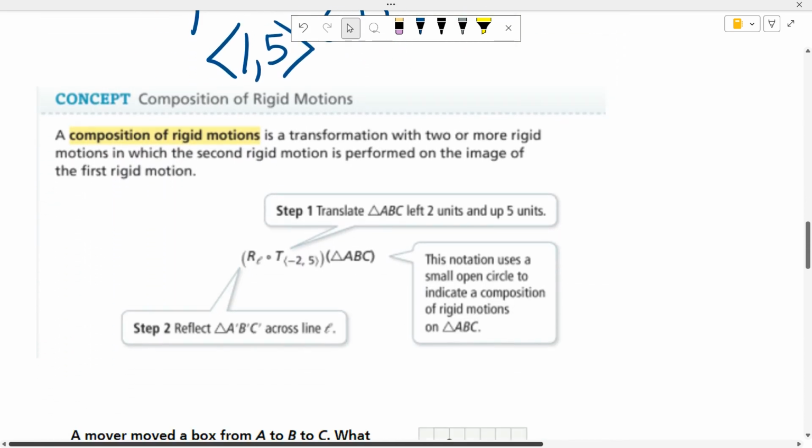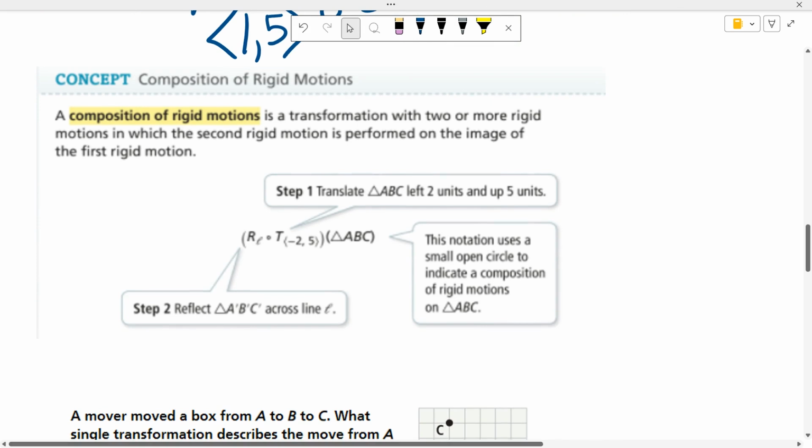Okay, next vocab word, composition of rigid motions, is a transformation with 2 or more rigid motions where the second one is performed on the image of the first one. So it's a rather long definition.